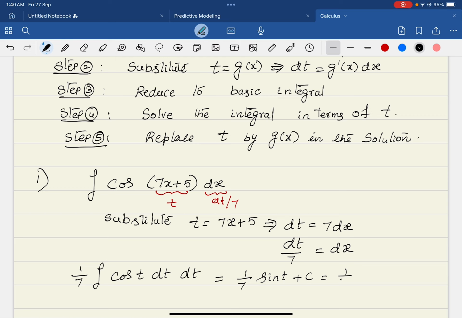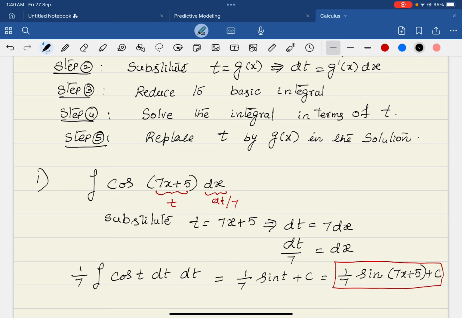Now what is t here? It is sine of, what is t? 7x plus 5, plus c. This is what is called the method of substitution. This is the solution. By using the method of substitution, you will get the solution like this.